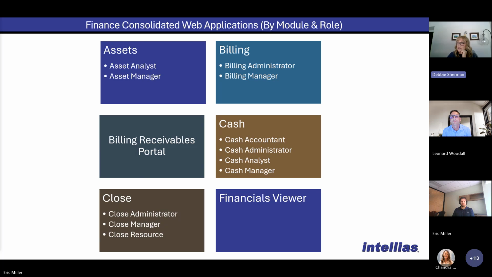So for finance, there are quite a few changes, and I believe I captured them all. But for instance, within assets, your asset manager role and your asset analyst role will now, of course, fall under assets. And Eric did a fantastic job of explaining how you can change access for each one of those individuals based on what they do in their job every day. It affects billing, of course. The billing receivables portal would fairly stay the same. Cash rolls all of the different cash roles, accountant, administrator, the analyst, and the manager into one, as does close for close management. But the financial viewer will stay somewhat similar.